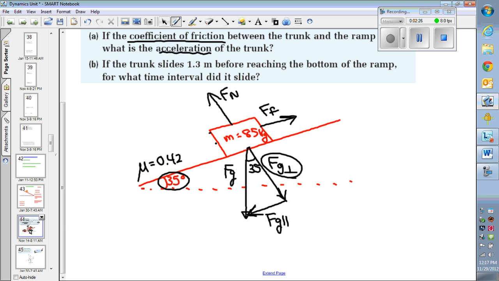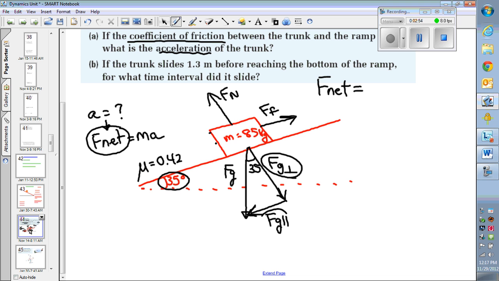And the question's asking for what's the acceleration. Okay, so to get an acceleration, I think I need F net, because I know F net is mass times acceleration. And I know the mass, it's 85. So if I can figure out F net in a different way, I'm good to go with this question. So I know F net is the sum of all the forces on an object.